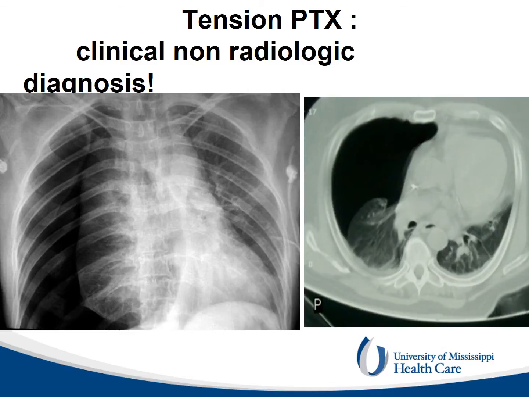The circulatory collapse in the presence of tracheal deviation and hyperresonance of the affected hemithorax are enough to make a diagnosis. A chest X-ray should not be necessary to confirm the suspected diagnosis, since it would delay the treatment of this life-threatening emergency.